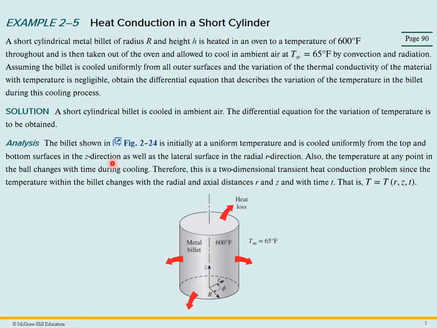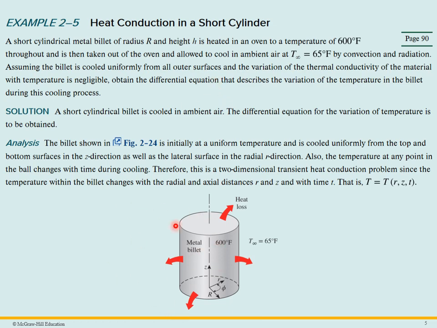So let's take a look at an example. Heat conduction in a short cylinder. So a short cylinder of radius r and height h is heated in an oven to approximately 600 degrees Fahrenheit, and then taken out of the oven and allowed to cool at an ambient air temperature of 65 degrees Fahrenheit. Assuming it's cooled uniformly on all outer surfaces and the variation of the thermal conductivity of the material is negligible. So in other words, we have a constant k throughout the material. We want to obtain the differential equation that describes the variation of the temperature during this cooling process.